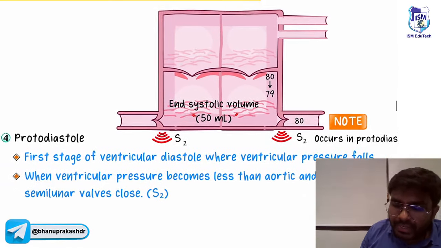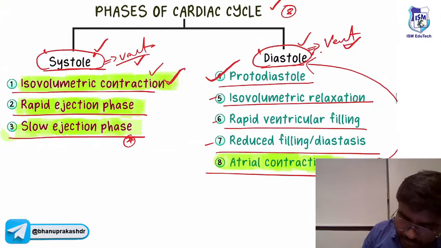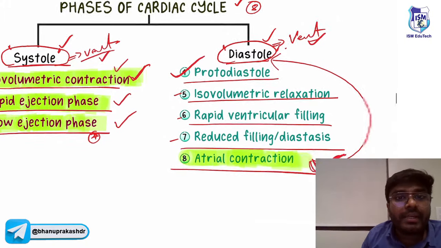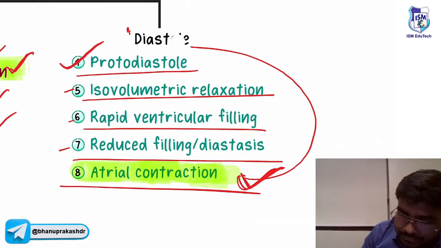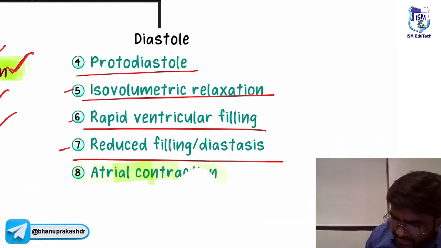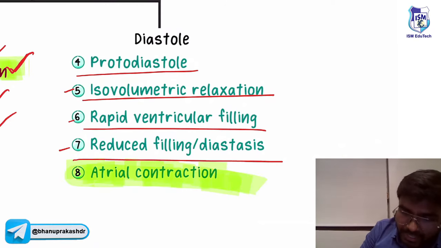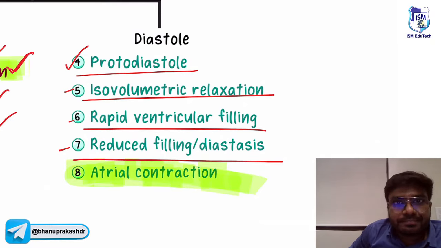Now we are entering into diastole. We have completed these three: isovolumetric contraction, rapid ejection, and slow ejection. Now let's talk about the diastolic phases. What is the first phase in diastole? Protodiastole. Let's complete it.